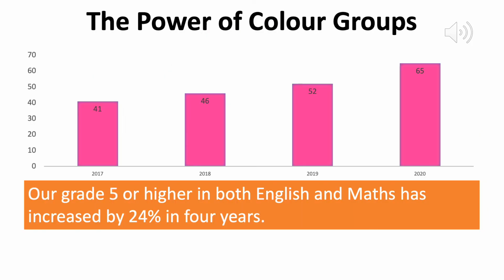Here's just a quick insight into how powerful the colour groups have been over the few years that we've implemented them. Our grade 5 or higher in both English and Maths has increased by 24% in the last 4 years, and colour groups is one of the fundamental reasons why this has happened. They were introduced in 2018 alongside Masterclass and the excellent behaviour system and the great teaching we have at school. This has all been part of the bigger change which has allowed students to continuously do better and better over the last few years.